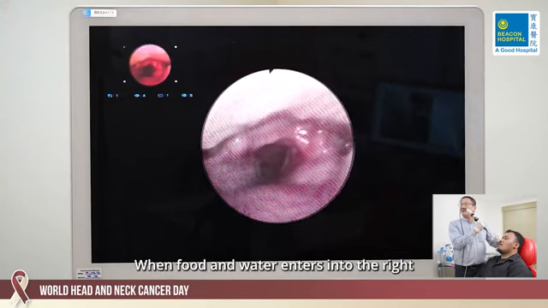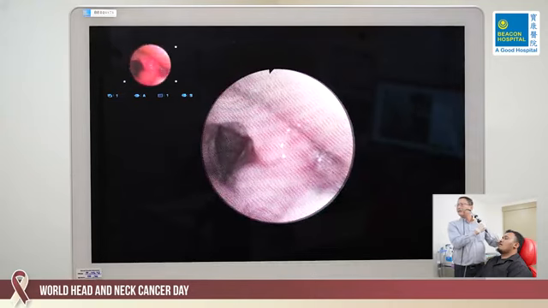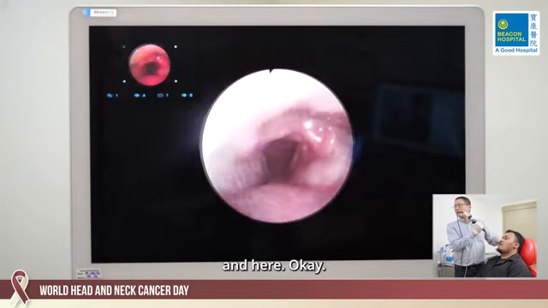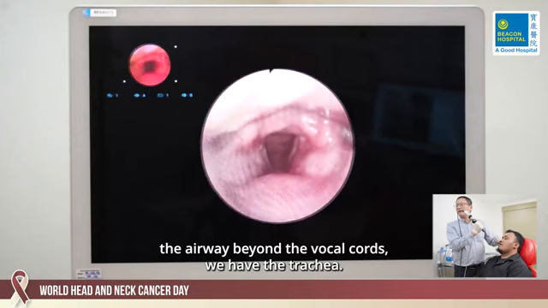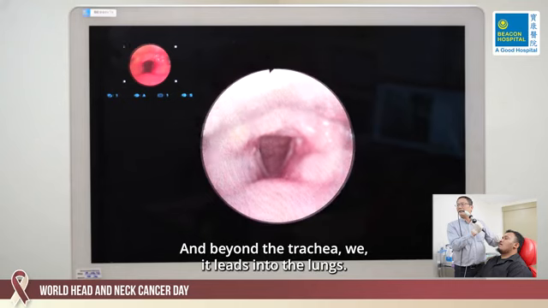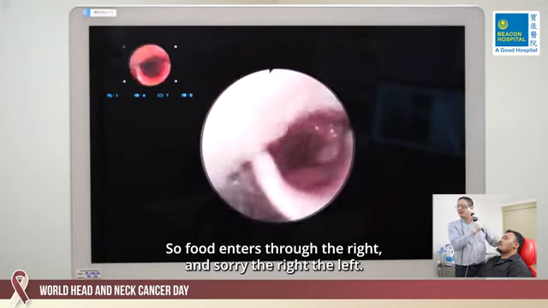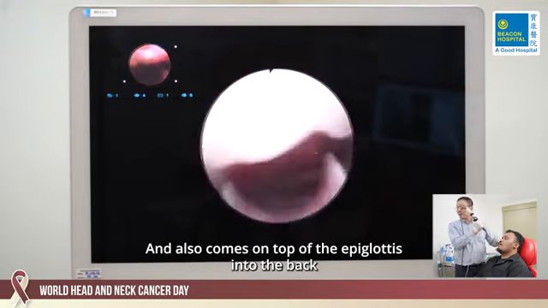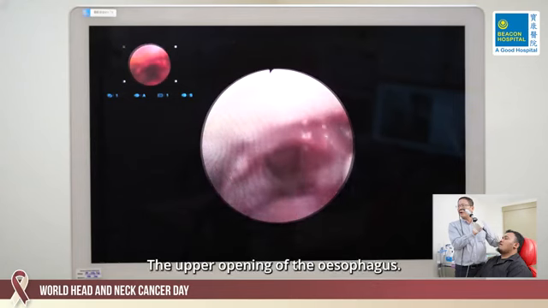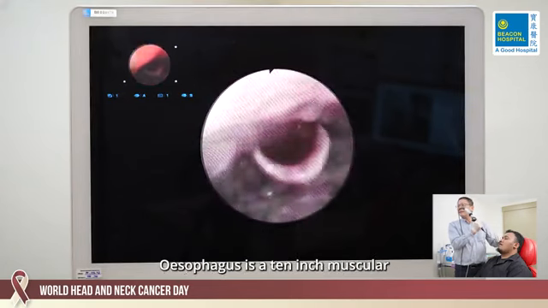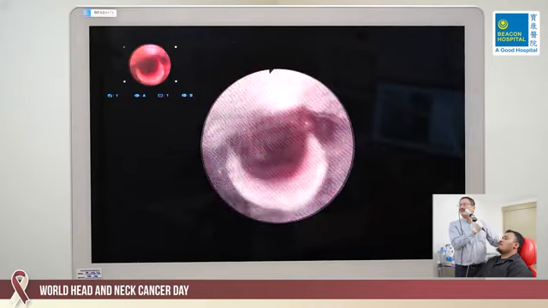So when food and water enters into the right and the left side passages, just here and here, okay? So when we eat and drink, this area here, the airway, beyond the vocal cords, we have the trachea, and beyond the trachea, it leads into the lungs. So this windpipe closes this area completely. So food enters through the left, and also comes on top of the epiglottis into the back there, what is known as the postcricoid area, the upper opening of the esophagus. The esophagus is a 10-inch long muscular tube that connects the throat with the stomach.